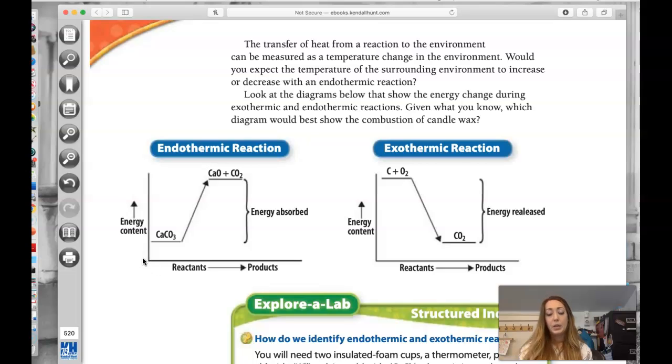So, what do you think when candle wax is melting? Like when you're burning a candle, are you absorbing energy or releasing energy? What do you think?